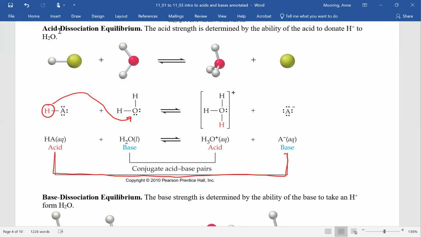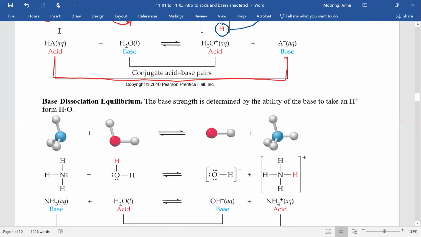Now, the water is operating as a base because it's accepting a proton. Let's look at moving in the other direction. If we're running in the reverse direction, emphasizing this, the hydrogen is being donated to the anion, and so we have an acid. So we have a conjugate acid-base pair. They only differ by the proton.